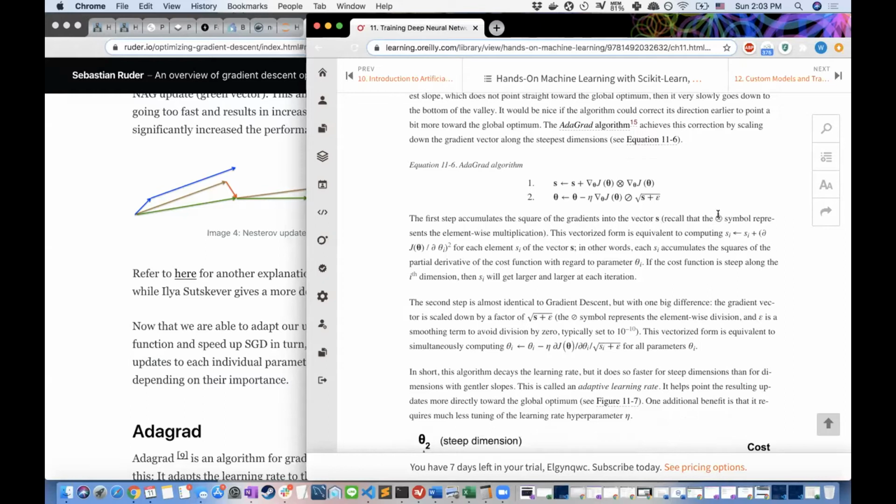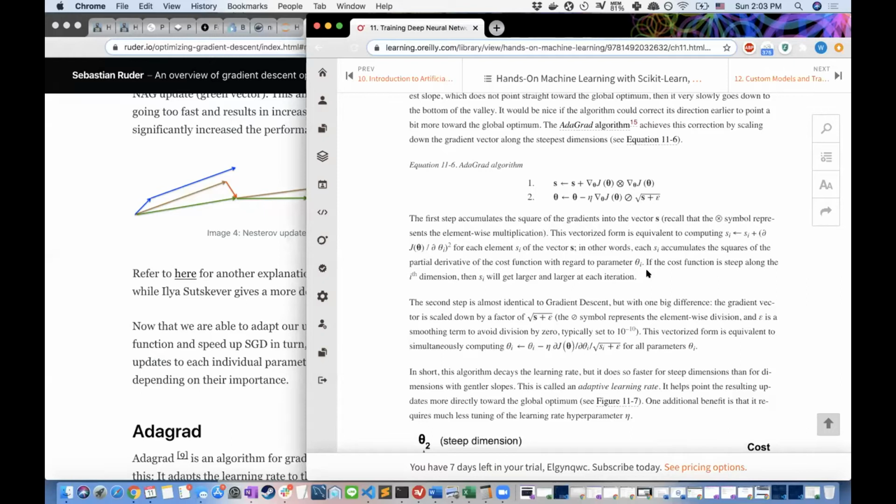So recall that this symbol represents the element-wise multiplication. This vectorized form is equivalent to computing Si equals Si plus (derivative of J(theta) divided by derivative of theta i) squared, for each element Si of the vector S. In other words, each Si accumulates the square of the partial derivative of the cost function with regard to parameter theta i.